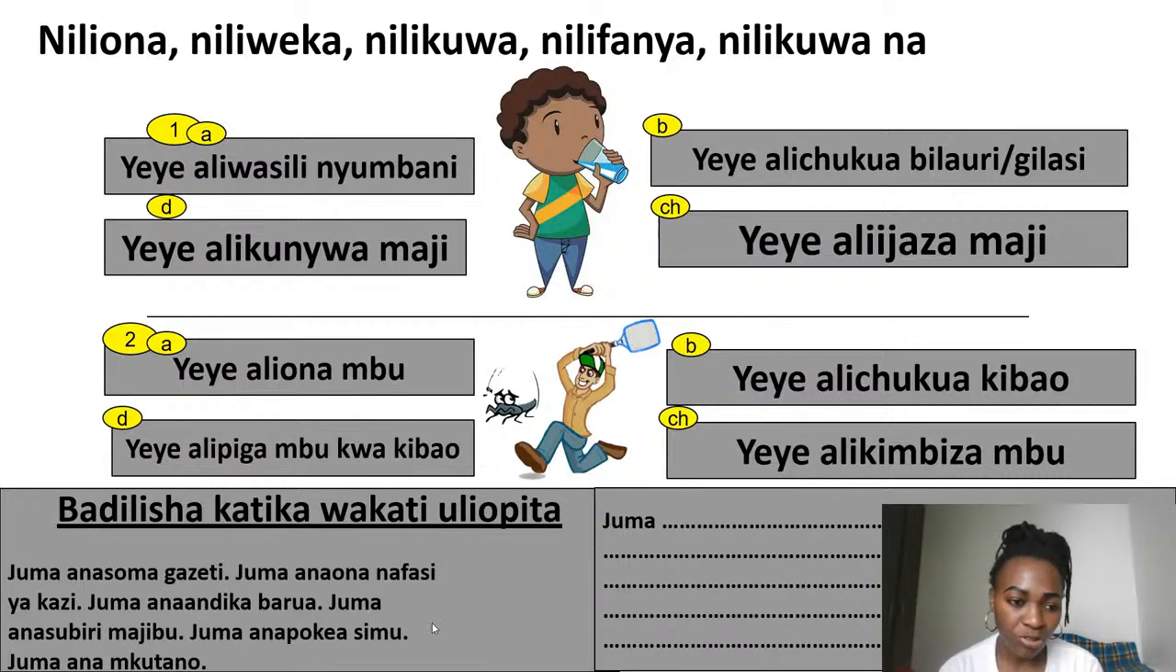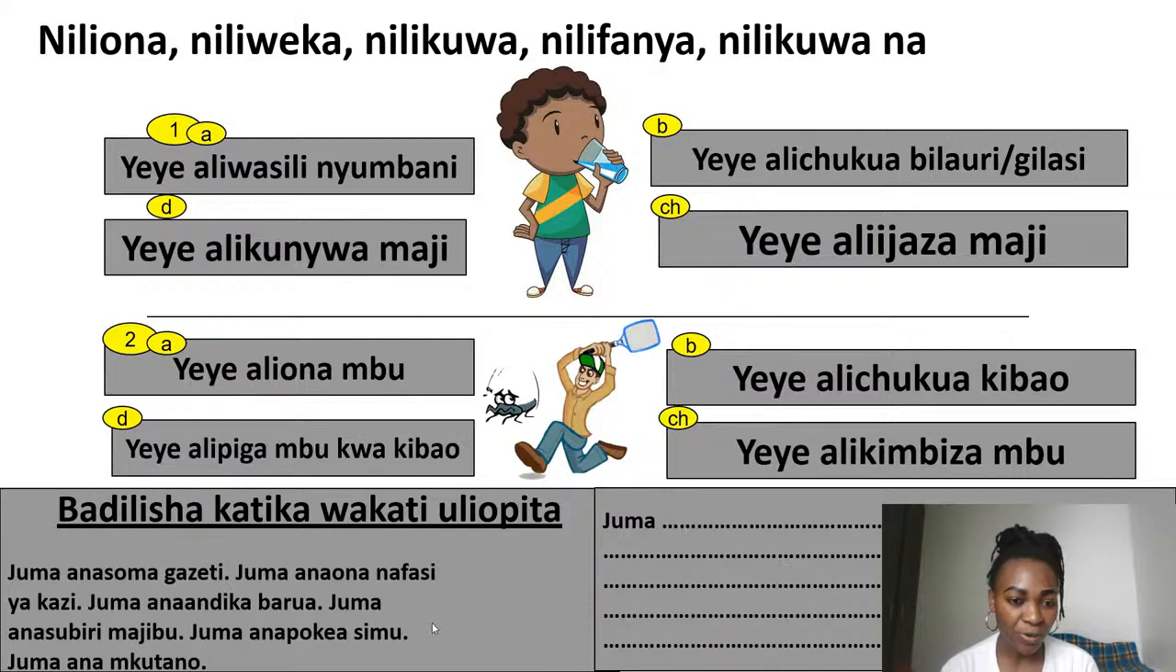Kwa hiyo ni. Now, Juma anasoma gazeti. The only thing that you're going to change here is the na. The na will change from na to li. And so it will read like this. Juma anasoma gazeti, Juma is reading a newspaper, will change to Juma alisoma gazeti. Juma read a newspaper.